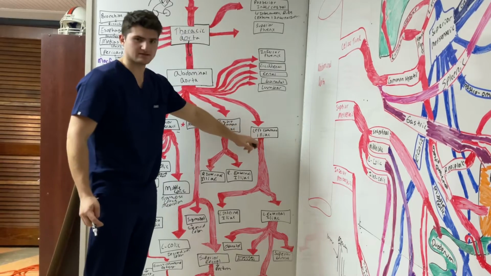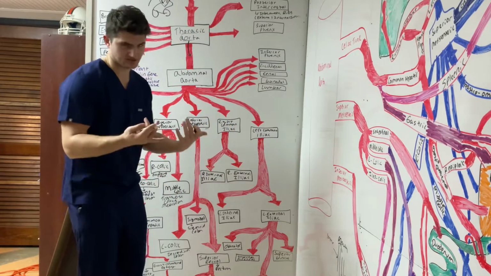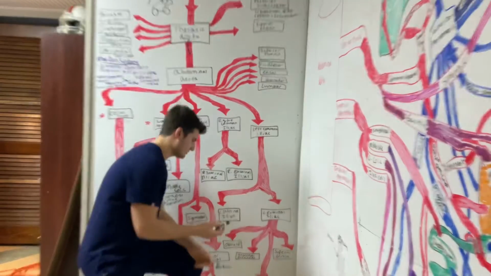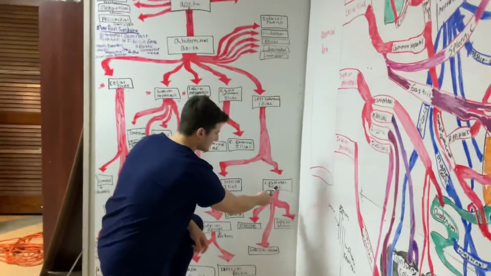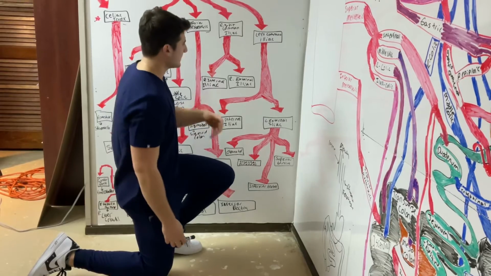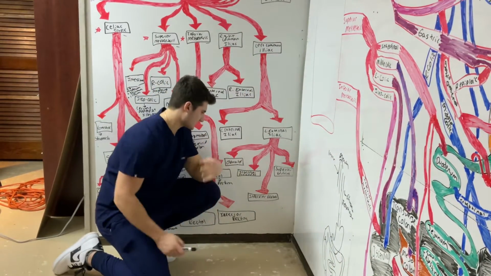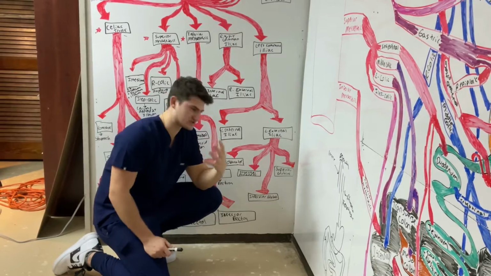The left common iliac artery is going to branch down into 2 different regions. So just like the right common iliac, it's going to branch into a left internal iliac and a left external iliac. However, for this side, it's a little different. The left external iliac branches down into 4 different arteries as well.